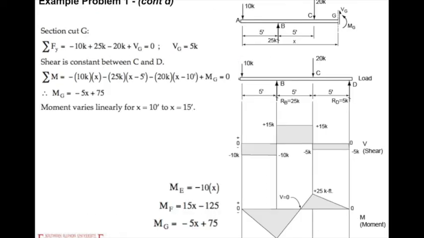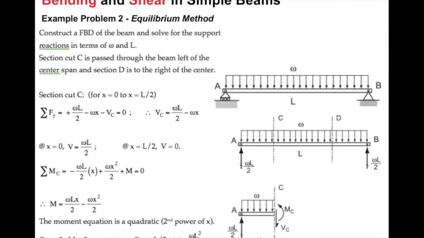So maybe it's a little confusing, right? So we will continue to emphasize this until you get familiar with this sign convention setting. Now let's look at example problem 2. It's equilibrium, also using the equilibrium method.